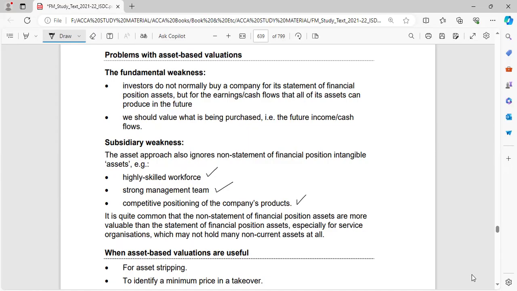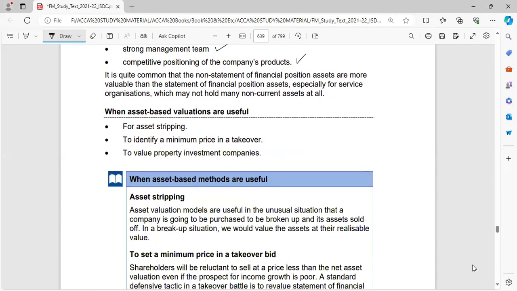Next one is when asset-based valuations are useful. Number one, for asset stripping. What is this asset stripping?